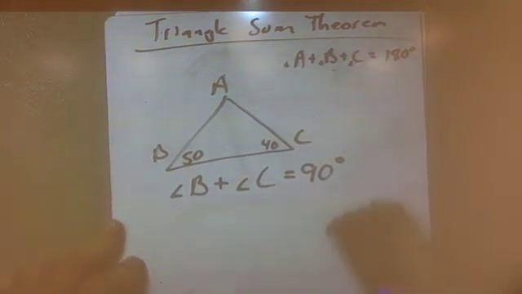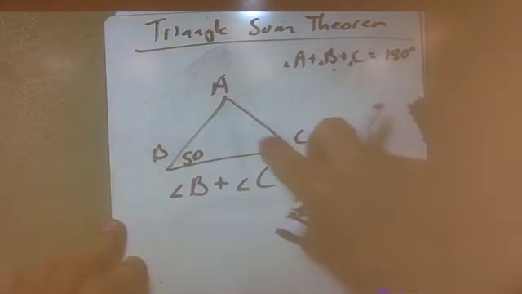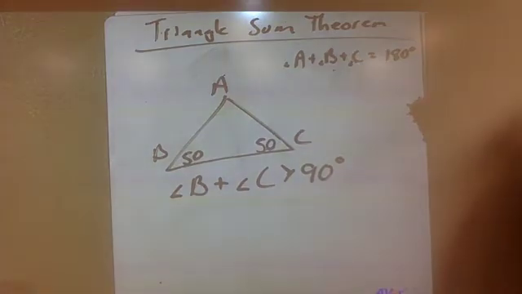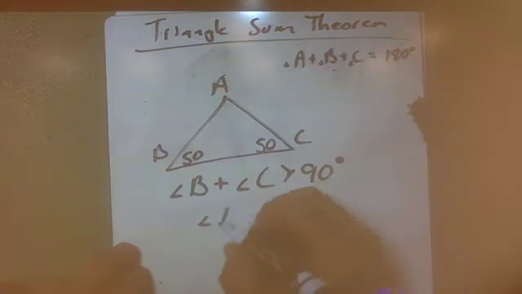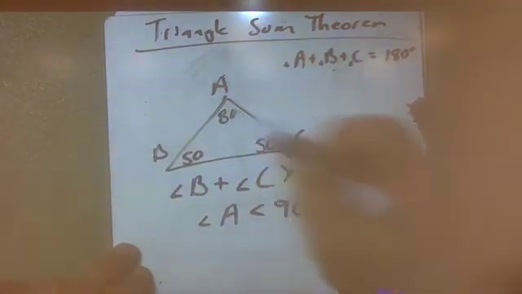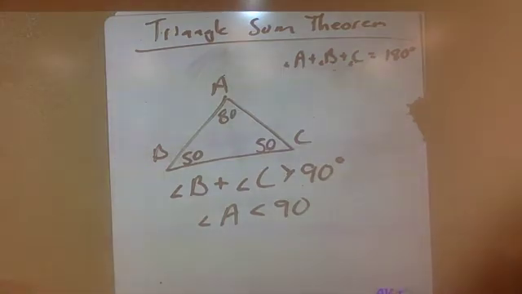What if angle B plus angle C is greater than 90 degrees, say 50 and 50? What could you say about angle A compared to 90 degrees? You could say that angle A is less than 90 degrees, which in fact is true. Angle A would be 80 degrees.